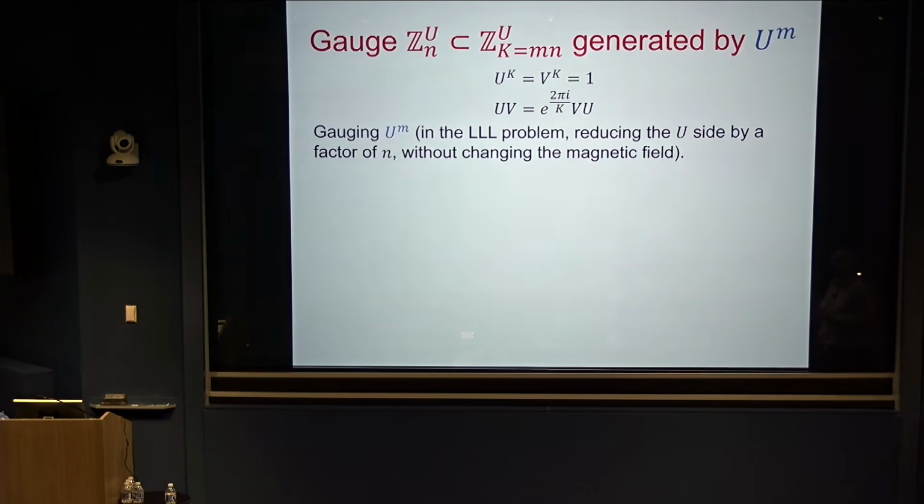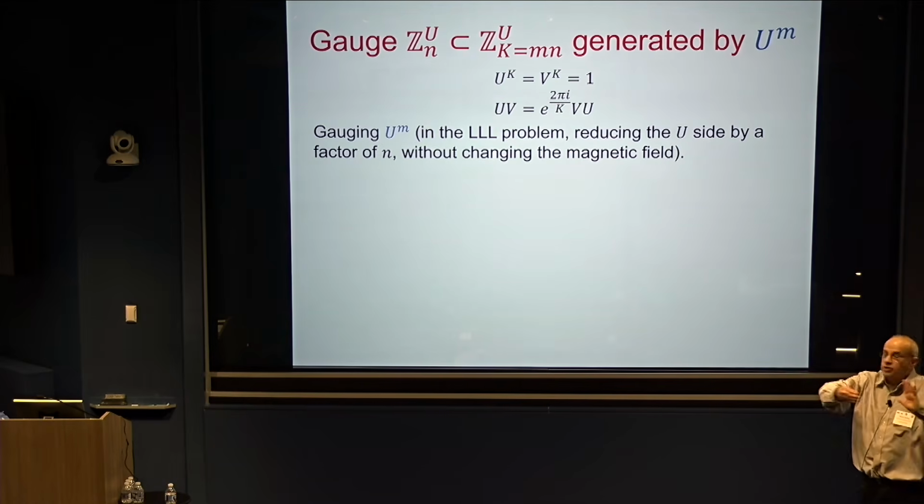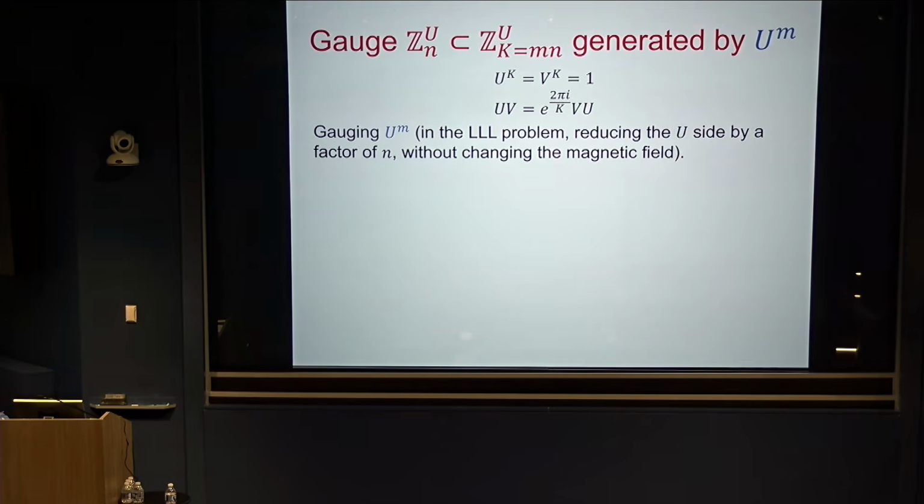So this is the algebra, and it has a Zk symmetry, two of them, one for U and one for V, and I'm going to gauge a subgroup of it, the one generated by U to the m. So I'm taking k to be m times n, so I'm gauging this one. It's a Zn subgroup. And in the lowest Landau level problem, I'm taking the size of U, and I just reduce it by a factor of n, keeping the magnetic field the same, reducing the flux.